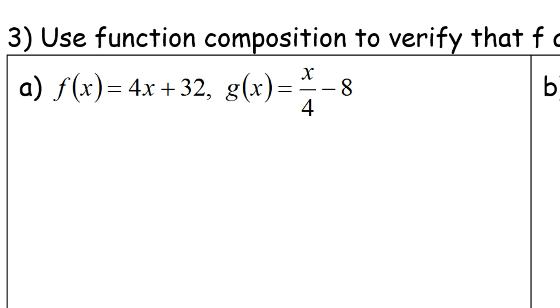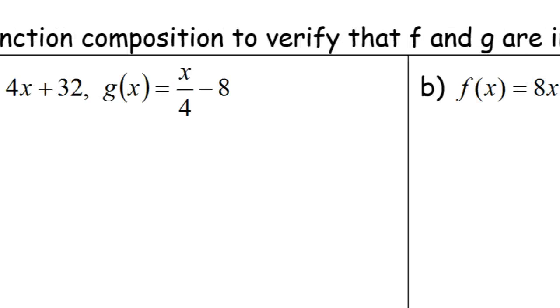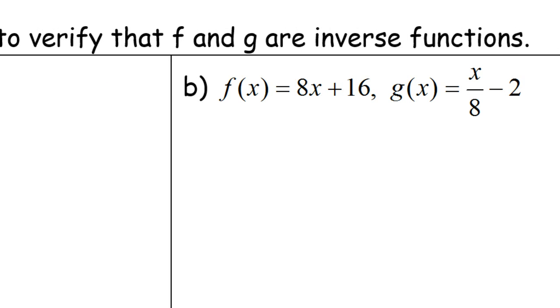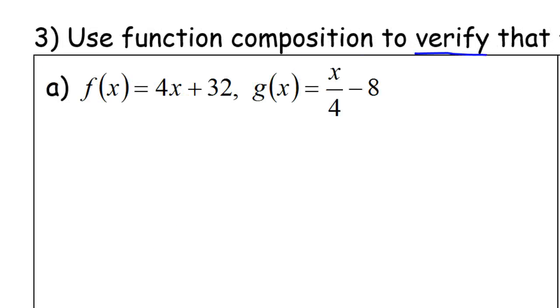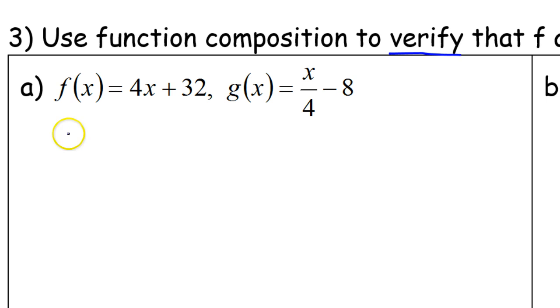Alright, for number 3, I'm supposed to use function composition to verify that f and g are inverse functions. Alright? So it's like we're doing a little proof to verify. And here's how you do it. If two functions are inverses of each other, then if you substitute one function into the other function for x, then everything should cancel out and I should get x. Okay, so here's what I mean.